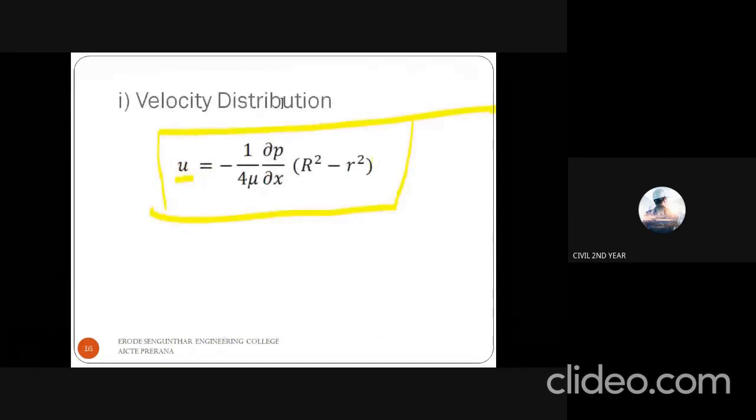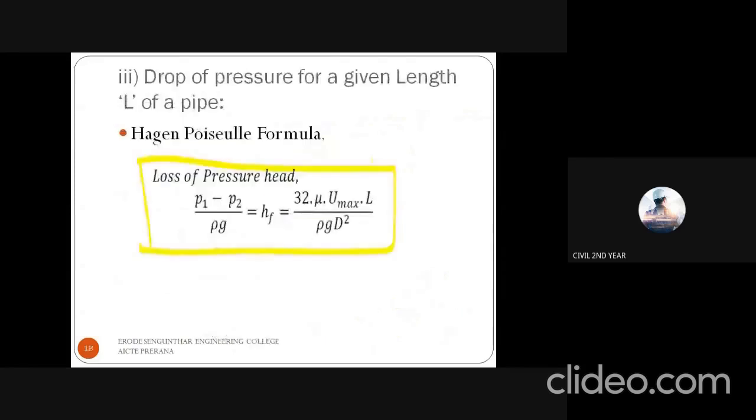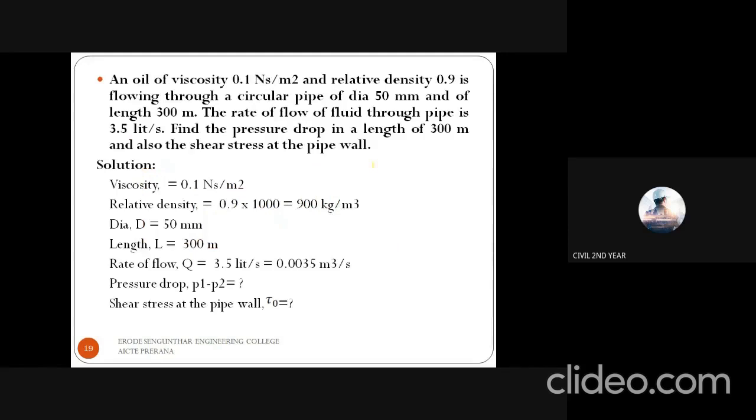So, velocity distributions, then the ratio of maximum velocity to the average velocity, then drop of pressure for a given length L of a pipe. So let us discuss one problem related to the Hagen-Poiseuille formula. Shall we start? Frequently asked in GATE preparation classes, they directly present a problem and ask for an objective type of answer. We have to solve the questions from the given data, so we have to keep in mind the following formulas which I showed previously.